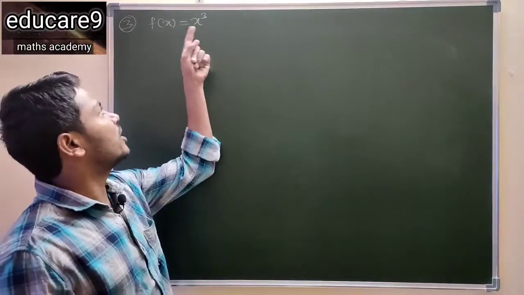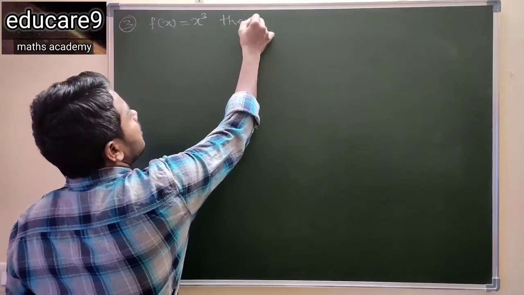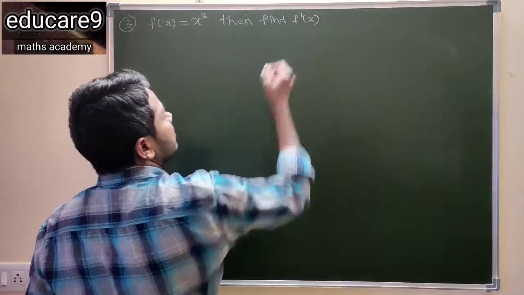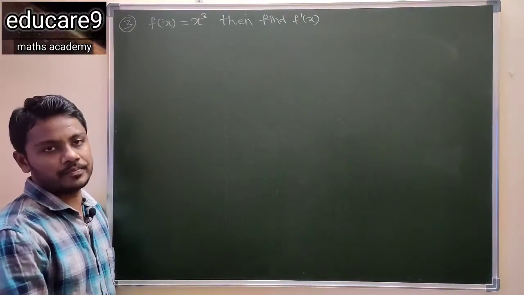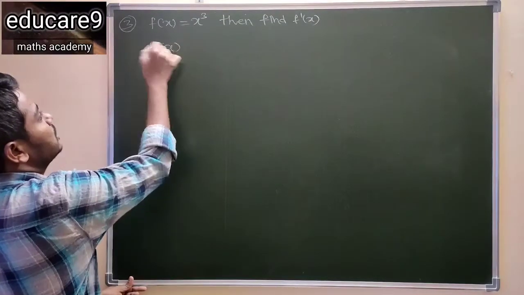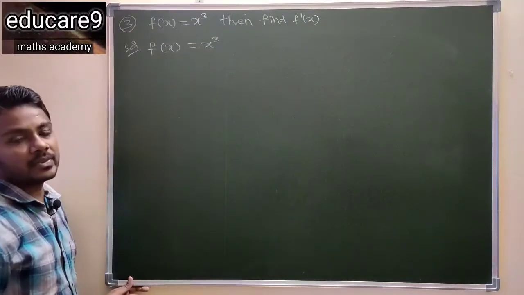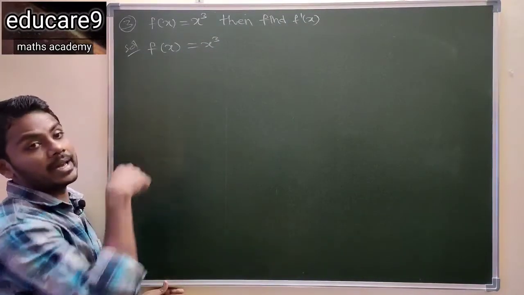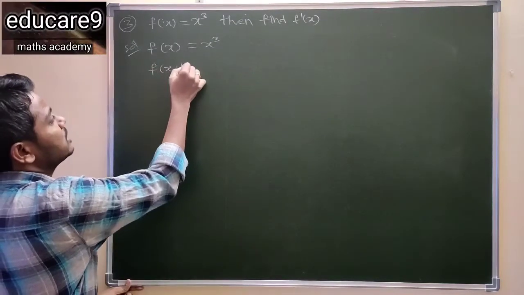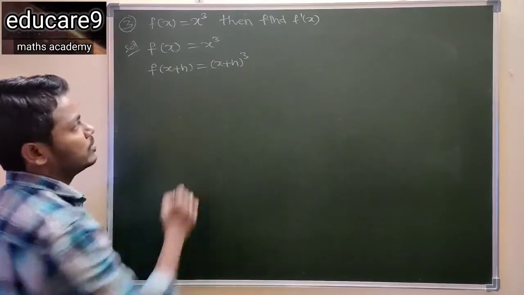f of x is equal to x cube. Then find f dash of x by using first principle. See here. First, the given function is x cube. So replace x by x plus h. That means f of x plus h is equal to x plus h whole cube.